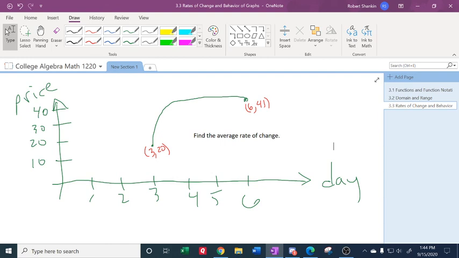We did the same thing, sorry. Okay. Just like I did last time, we did the 6 minus 3 to get the amount of days, and then 41 minus 20 to get the amount of change, and then we divided the 21 by 3 to get 7. All right, it's exactly the same answer, $7 per day.